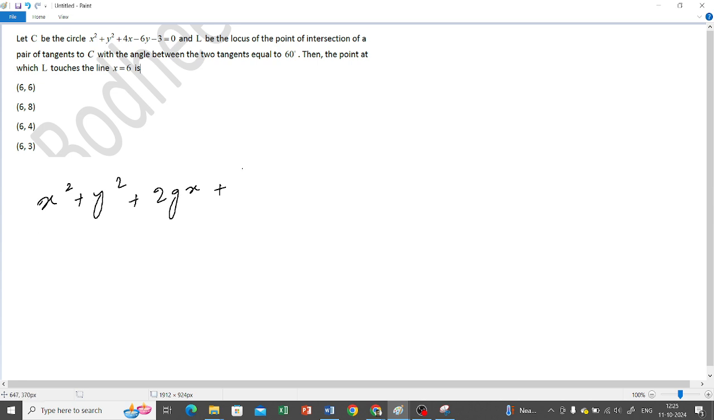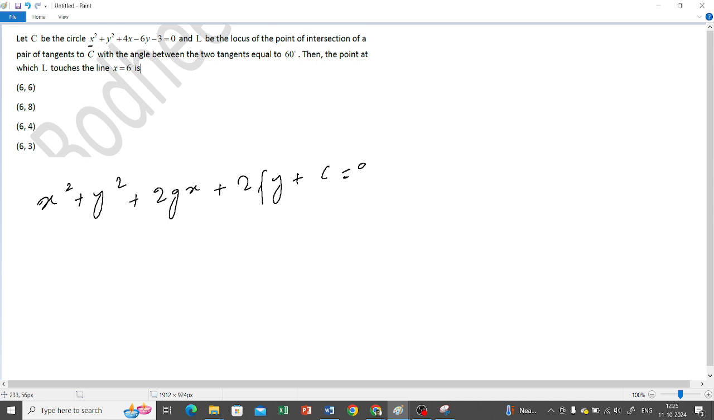x square plus y square plus 2gx plus 2fy plus c is equal to 0. This is the general equation of a circle. Remember this? This is something that we learn in class 11. Okay, it's a part of class 11, not a part of class 10. So you can note it down. This is the general equation of a circle.